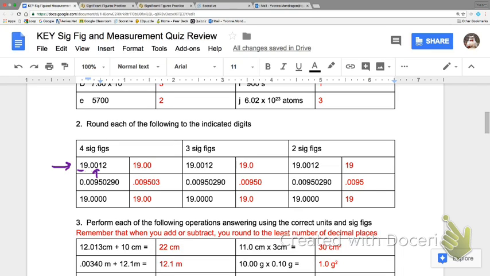So in order to round, we're going to follow that rule of 5. If your value to the right is 5 or greater, that value rounds up. If it's less than 5, then these 2 disappear. So now when we're rounding, we're going to leave off that 1, 2, and we end up with 19.00.